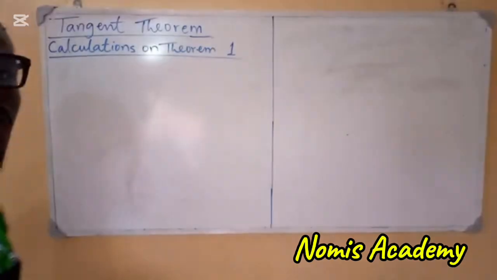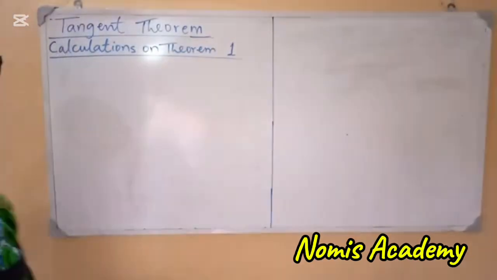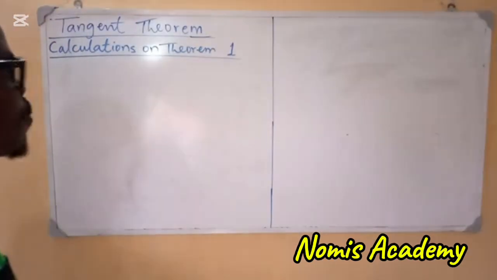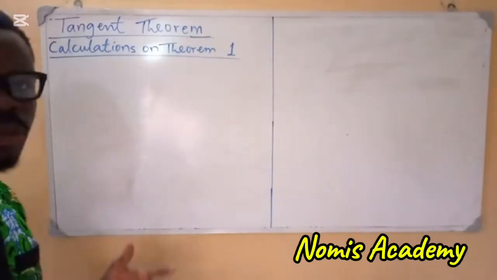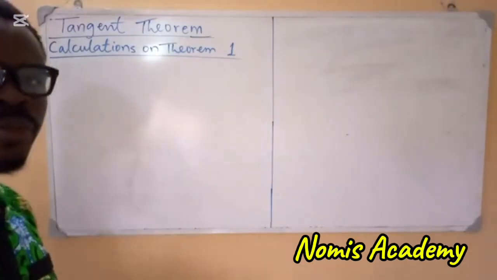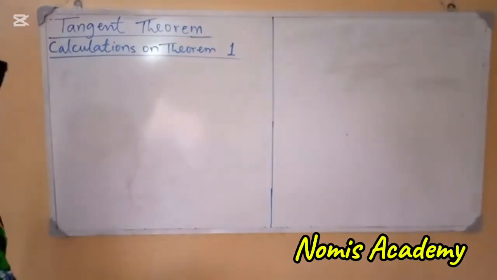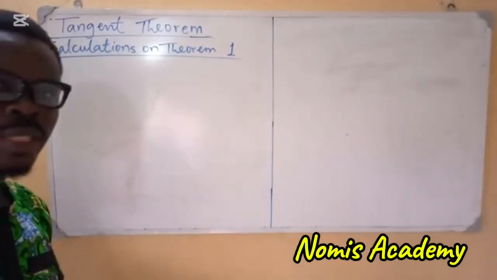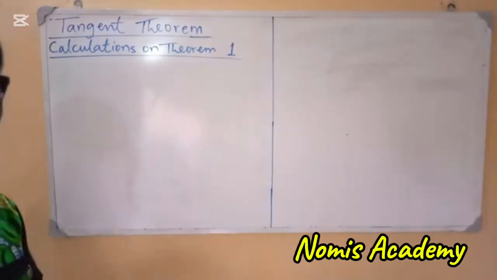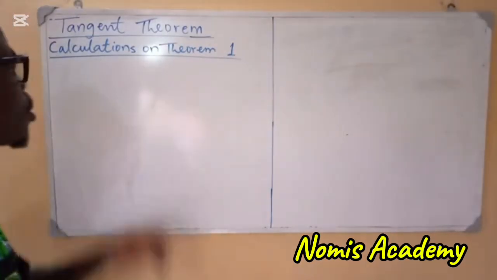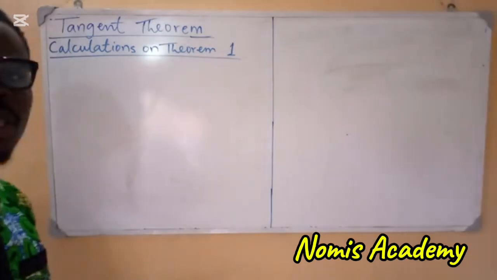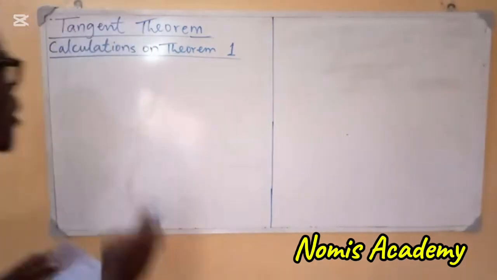In this video, we are going to be looking at the tangent theorem. In the previous video, we stated Theorem 1 and also showed the proof. But in this video, we are going to be using the idea in Theorem 1 to solve problems under circle theorems. So now let's start with the first example, example 1.